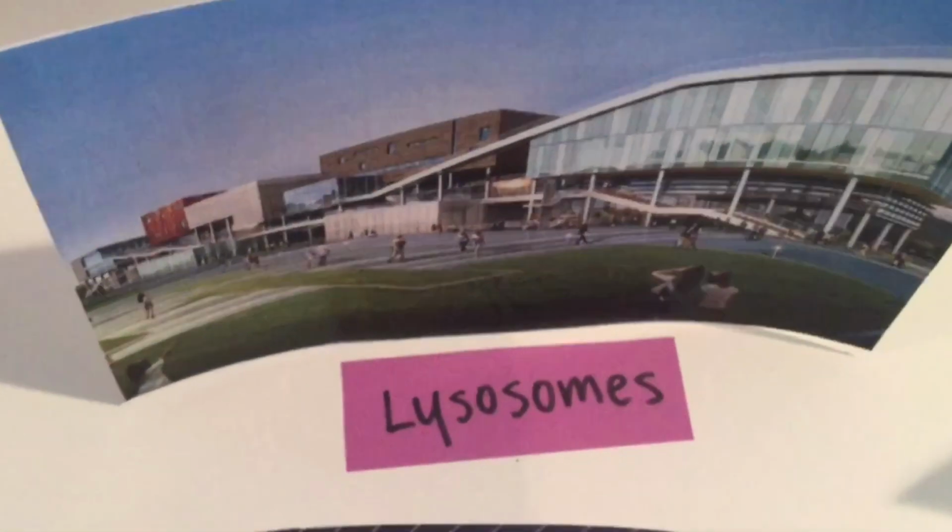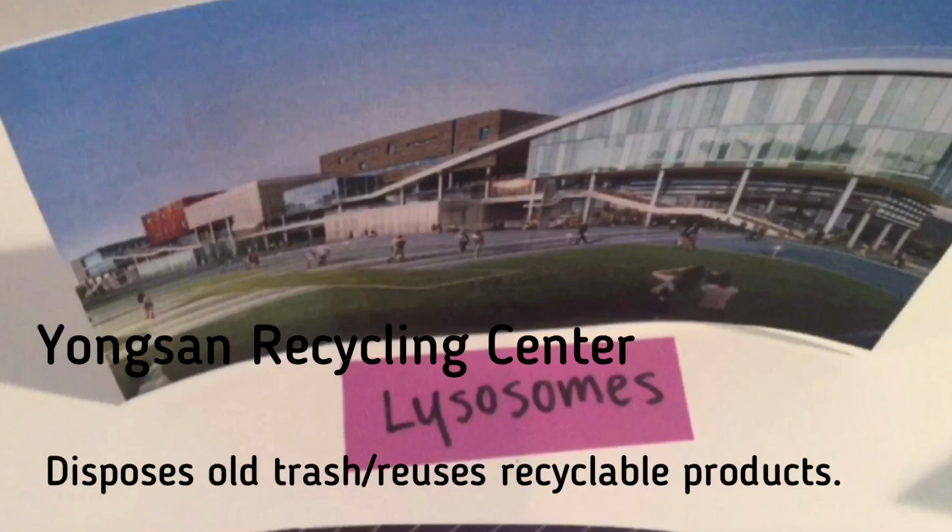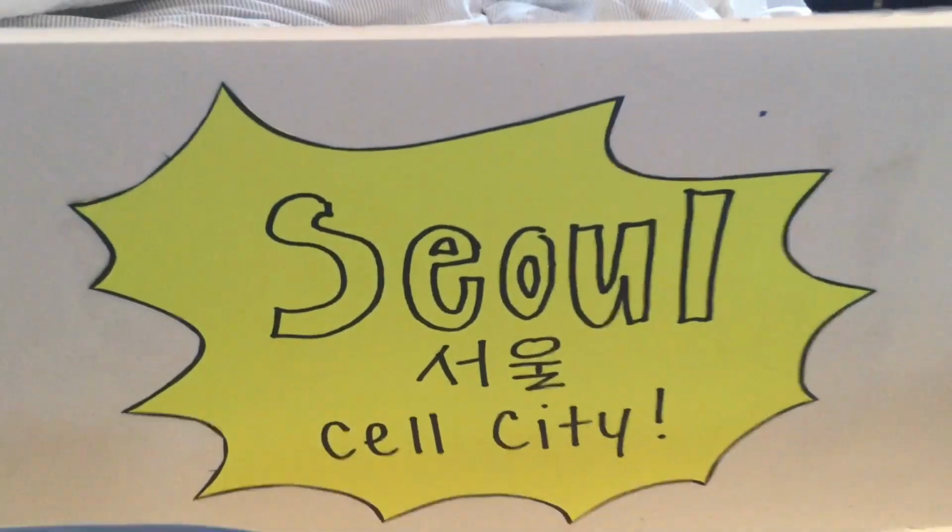Finally, the lysosome of Seoul would be Yongsan Recycling Center. The lysosome organelles are in charge of breaking down excess or worn-out cell parts. The Recycling and Waste Disposal Center is like a lysosome because the people that work there are in charge of disposing things from the city that are either trash, extra, or worn out. And that was my cell city of Seoul, South Korea.